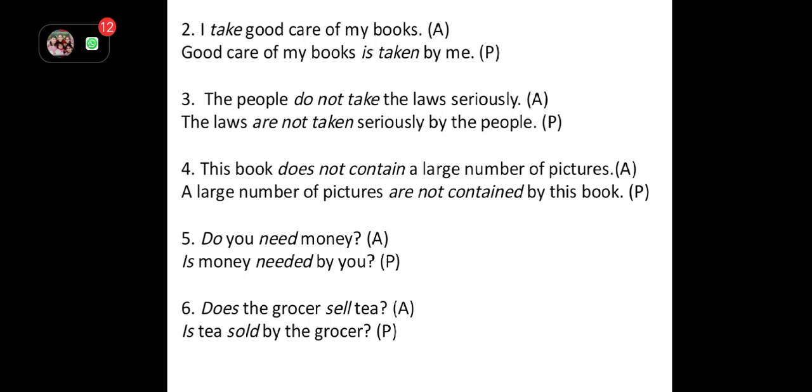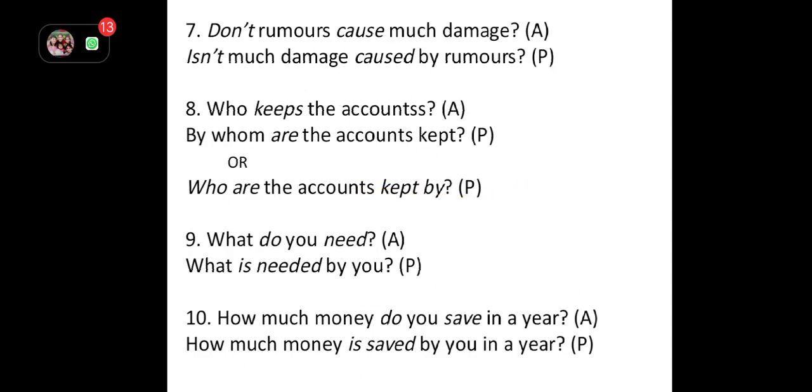Next, sixth number sentence. Does the grocer sell tea? Now is tea, as per the rule I am changing here: is tea sold by the grocer? Understood? Let's see a few more examples of interrogative sentences. Seventh number sentence. Don't rumors cause much damage? This is a negative interrogative sentence. So our auxiliary verb also remains in negative form. Isn't much damage caused by rumors?